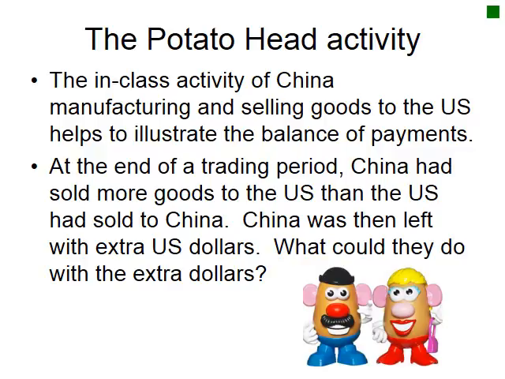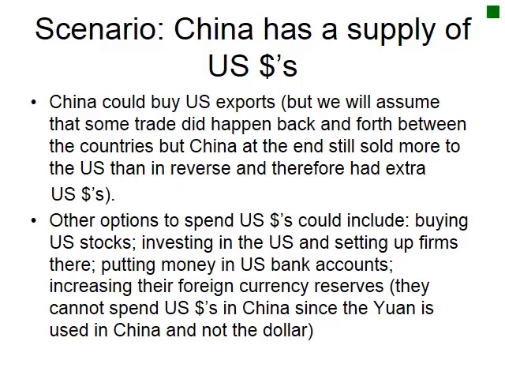So we're going to assume that they don't want any more American imports, and they have a surplus of US dollars. Now, they're not allowed to put it under their mattress. They have to do something with it. So China could buy US exports, but we're going to assume that some trade did happen back and forth between the countries. But China, at the end, still sold more to the US than in reverse, and so therefore they had extra US dollars.